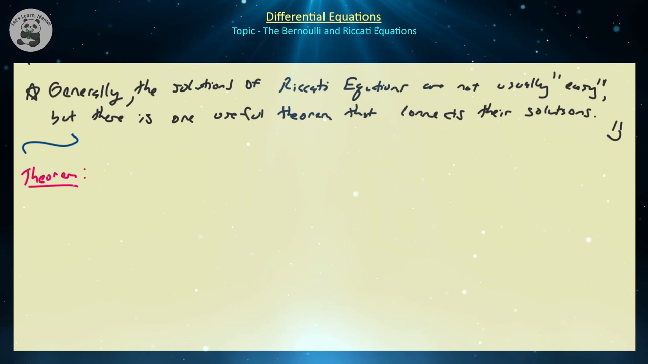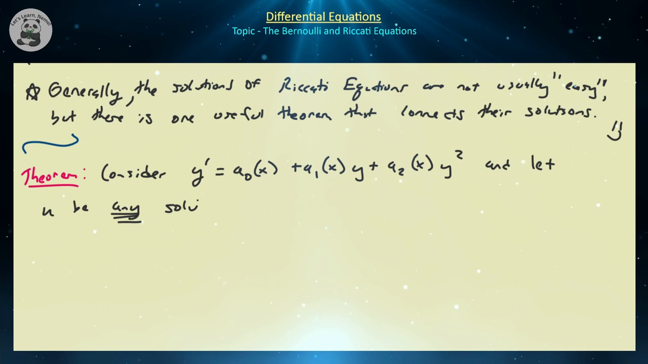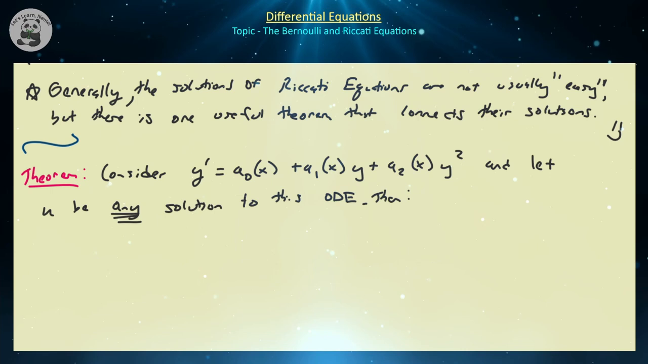So this theorem says the following. Suppose we consider the differential equation y prime is equal to a0(x) plus a1(x)y plus a2(x)y squared, right, which is the Riccati equation. And let u be any solution to this ODE, right? So that is, let us assume that you've happened to find a particular solution to this differential equation, and let's assume that you've named it u.